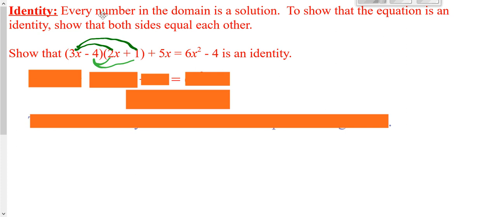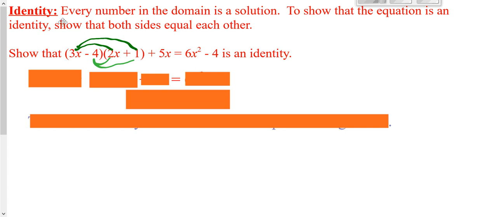So now an identity means every number in the domain is a solution. So basically, if you can show that both sides end up equaling each other, we know that this is an identity. So on the left-hand side here, all you'd have to do is just go ahead and FOIL.